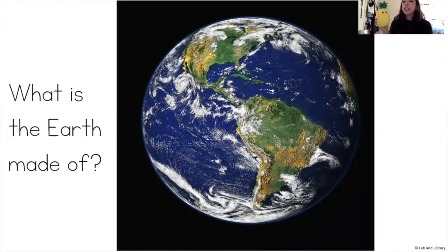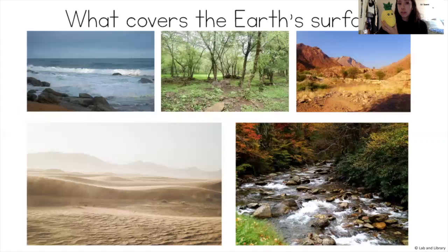And my student could say there's trees, houses, buildings, dirt, the ocean, and those are very good responses. But we will be going through the specifics of what Earth's surface is made out of. So, what covers the Earth's surface?